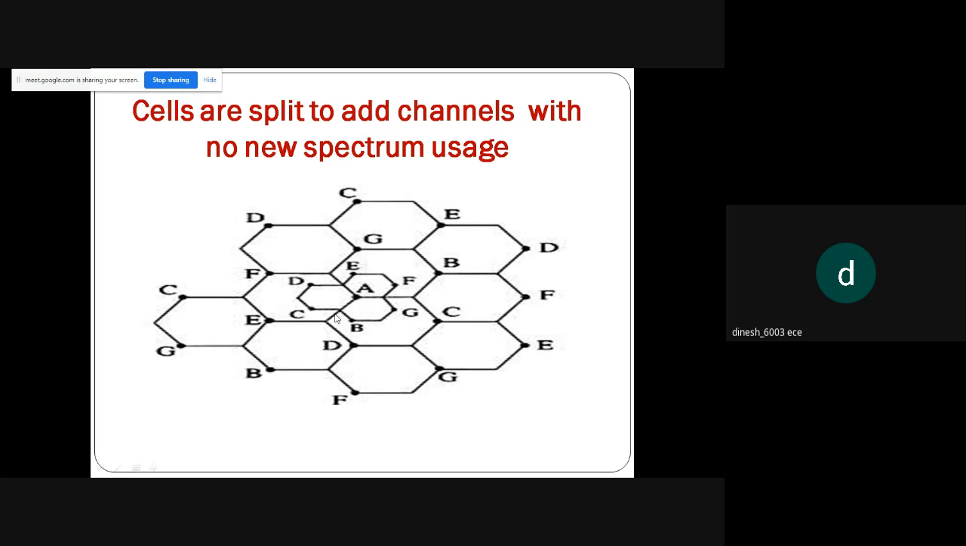There are more number of users in this particular place. So with the same base station, we can divide this larger cell into smaller cells. You can see smaller cell, smaller cell, smaller cell, without much utilization of another spectrum. Inside this we have F, E, B, E. This frequency is going on. So inside this you can create another frequency which is not the same frequency.